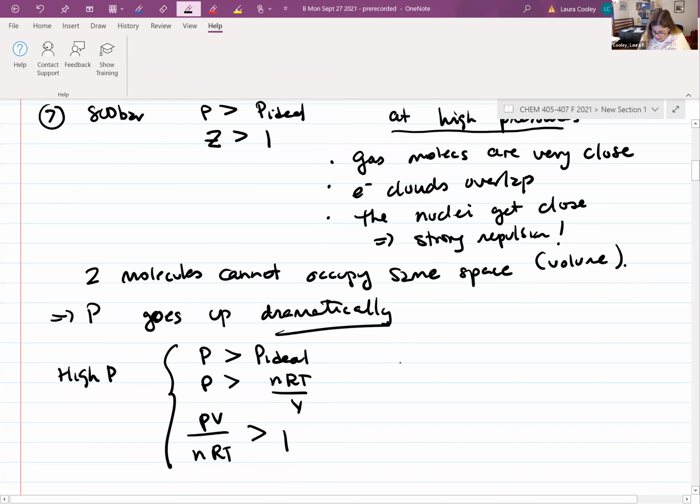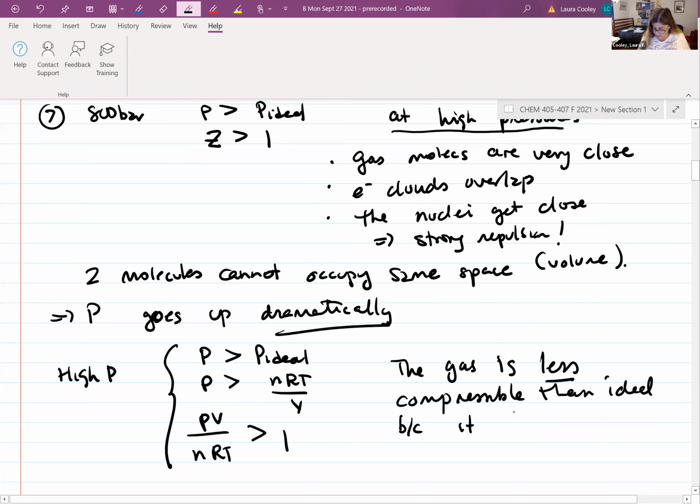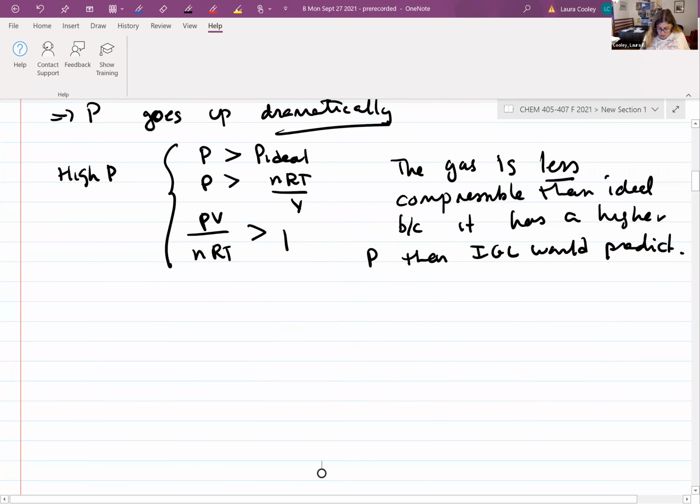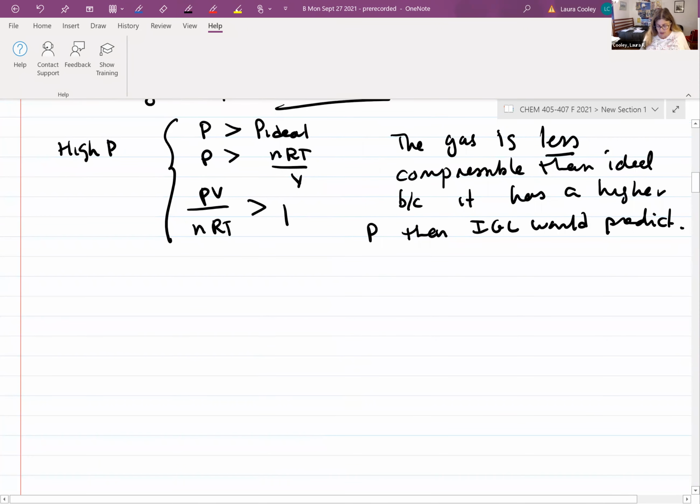So we say that the gas is less compressible than ideal because it simply has a higher pressure. It has a higher pressure than the ideal gas law would predict. Okay. So we have this situation which I could kind of express in a graph.